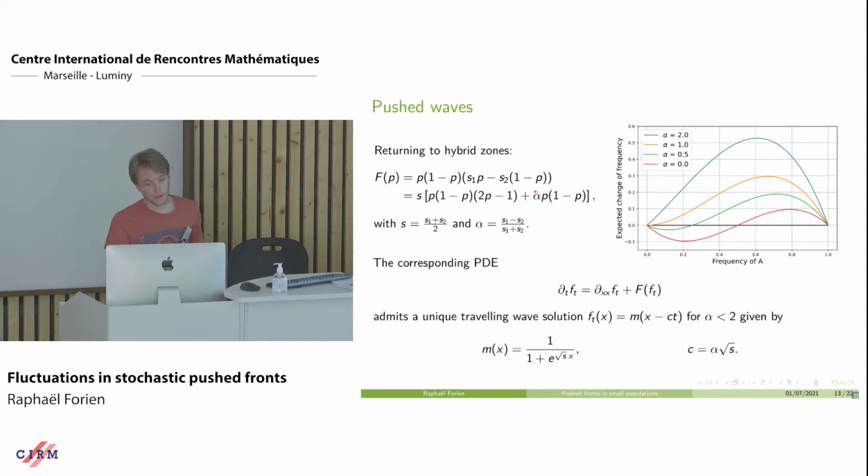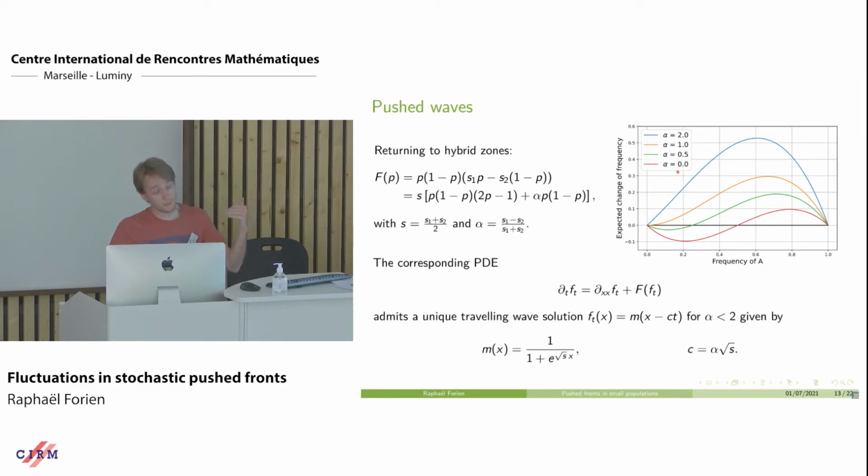And I have plus alpha p(1 minus p), so this term measures the strength of the selection in favor of the capital A allele. Alpha is (S1 minus S2) over (S1 plus S2), so you see that if S1 equals S2, then alpha equals 0. And alpha equals 0 is the red curve here. You can see that it's perfectly symmetric with respect to this point, and the area under the curve is 0, so it does not favor anyone.